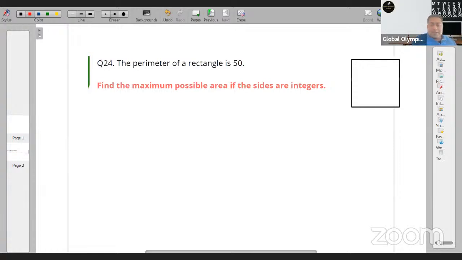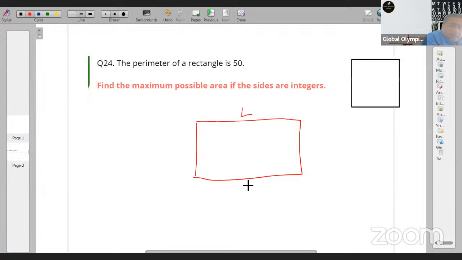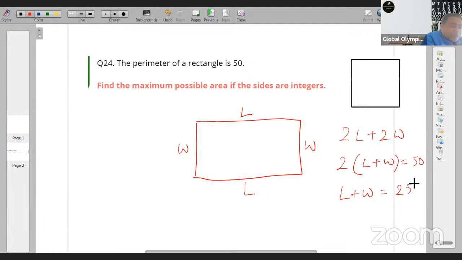Okay, so let's understand this. First of all, what is the perimeter of a rectangle? There is a length, and the opposite side is also called a length, right? And there is a width and there is a width. So basically, 2 times the length, so 2L plus 2W, or sometimes you call it breadth also. So 2 times (L plus W) is equal to 50. Therefore, L plus W is equal to 25. Correct? Half of 50. Right?